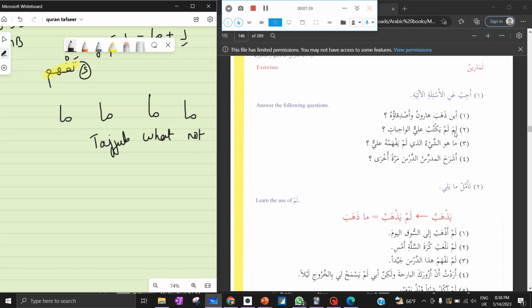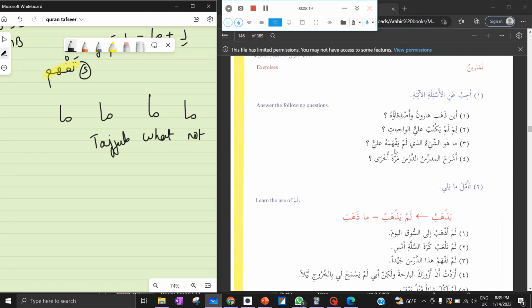So lima lam, I'm sorry, ma huwa ash-shay'u. Ma huwa means what was that thing. Huwa ash-shay'u, the thing. Alladhi, this is mausool for the male noun. That's why it is allati, alladhi. And allazi will be translated as that which. When a noun is a ghair aqil or non-living thing, you will translate allazi as that which. And when the noun is a living thing, then you will translate allazi as the one who.